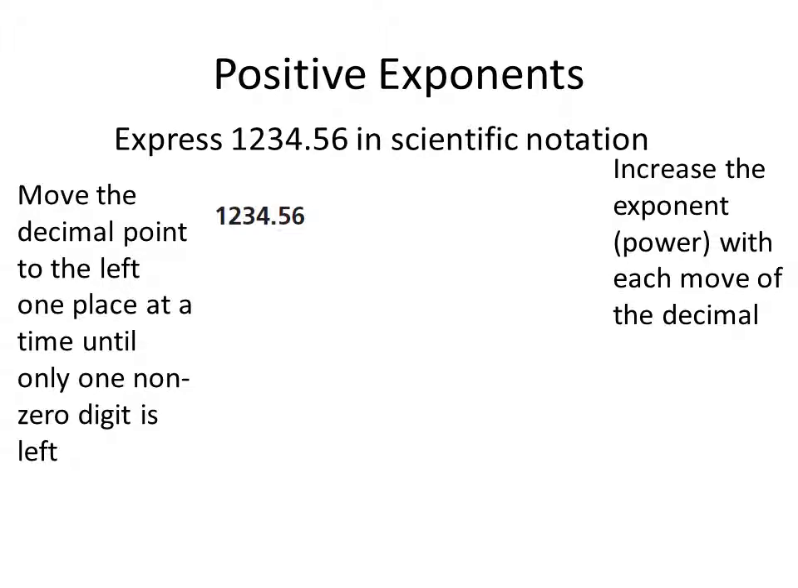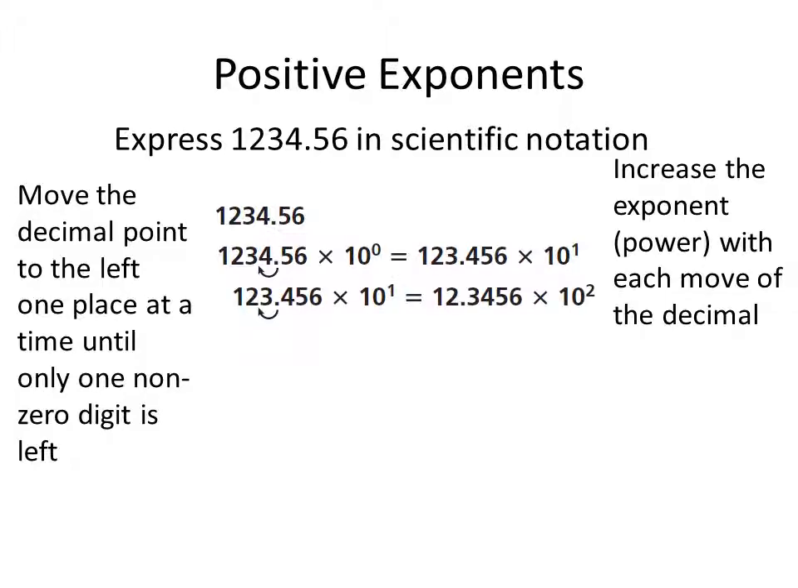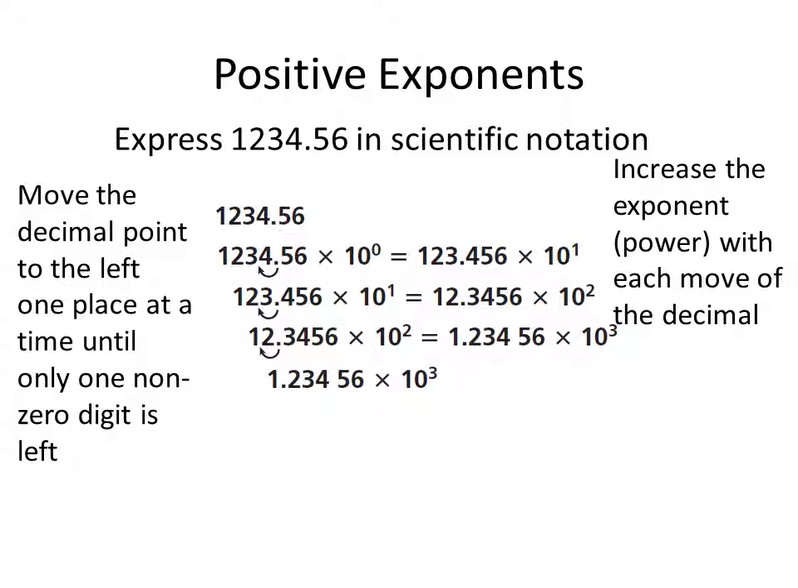As we do that, we're going to increase the exponent, or the power of 10, with each move of the decimal. So here we've moved the decimal one place to the left, and we've increased the power to 10 to the 1. We move it another place to the left, and now we have 10 to the 2. A third time to the left, and we're up to a power of 3. So we end up with 1.23456 times 10 to the third. And this would be our final number.